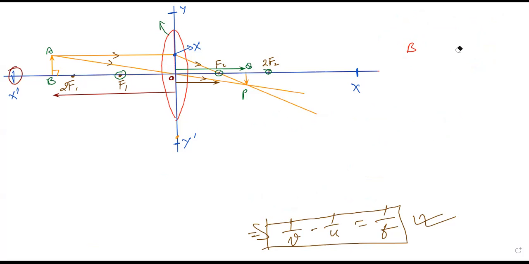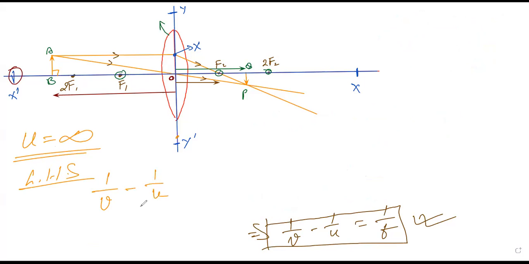So how do you identify that? In the first image formation, the object was placed at infinity. So when the object is placed at infinity, then U will be infinity. So if I have this, in the LHS side, I will place it over there: 1 by V minus 1 by U.